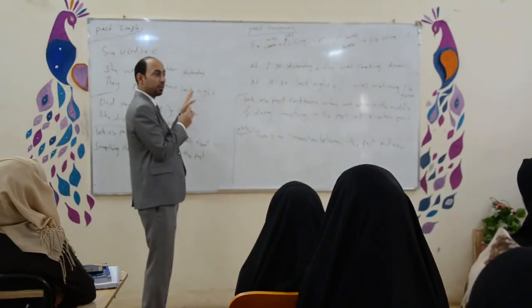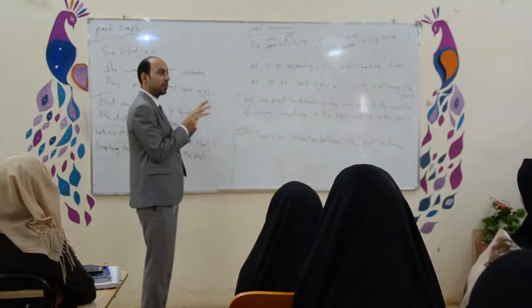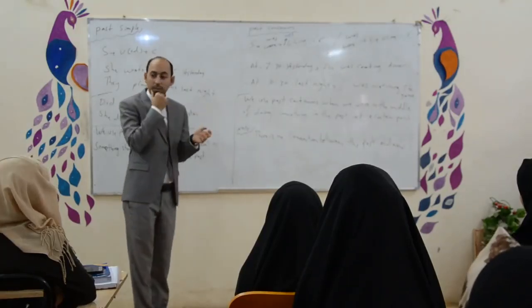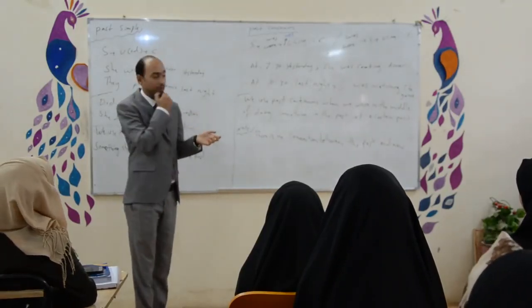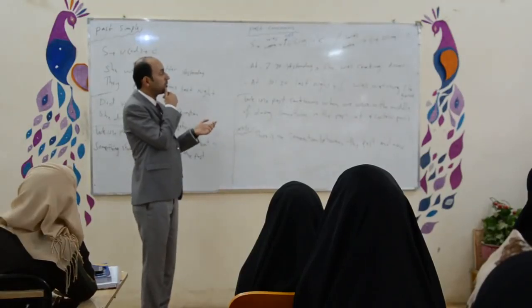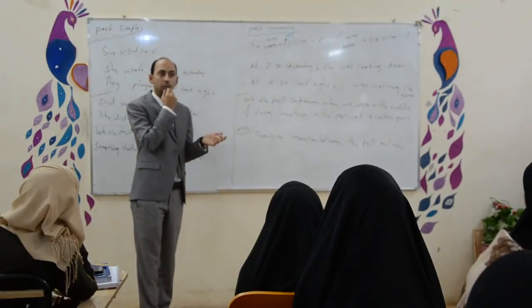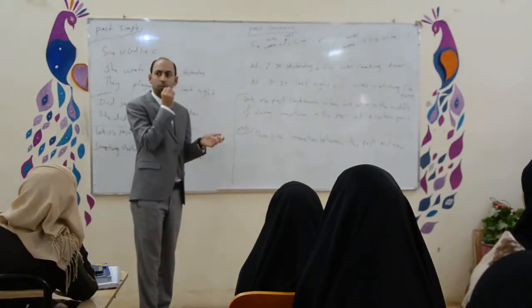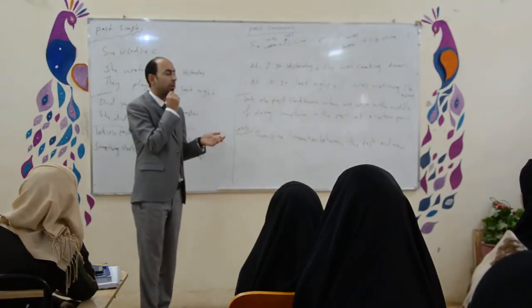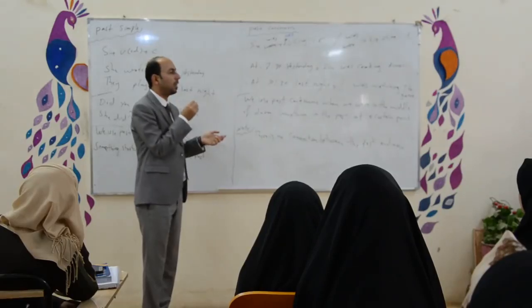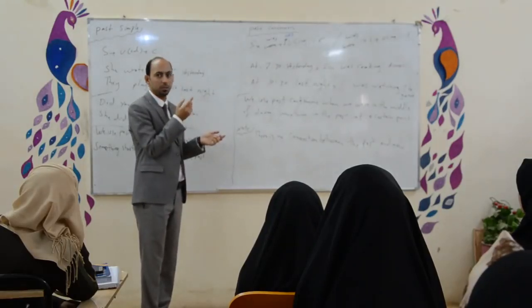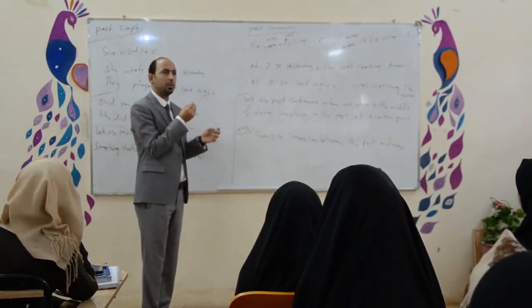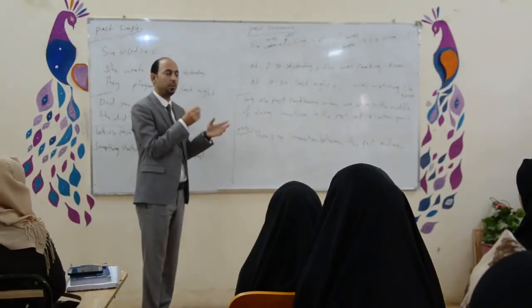Was when the subject is singular, and were when the subject is plural. Very good. And the verb with ing. You should put ing. You cannot say "she was played." Wrong. "She was wrote."